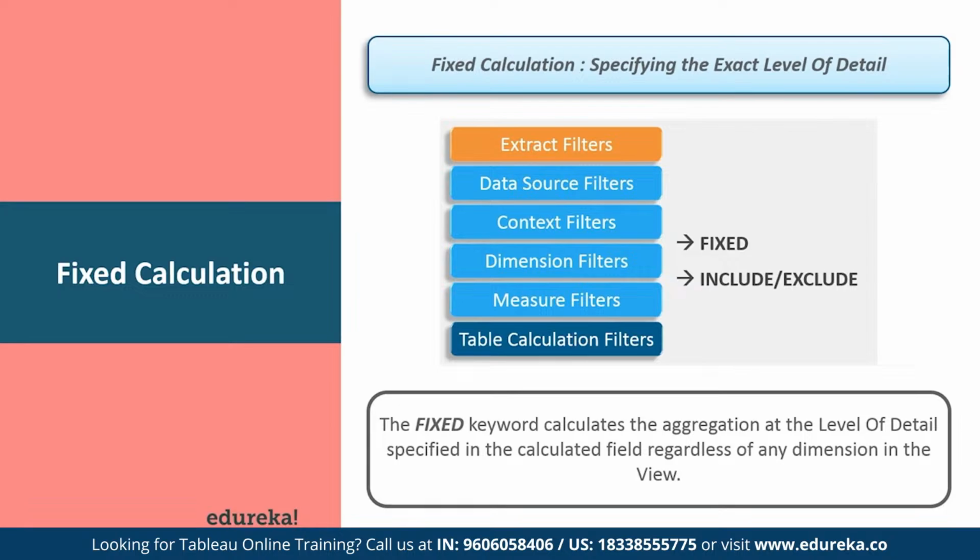If you look at the sequence of filters in Tableau, fixed calculations are applied before dimension filters. So unless you promote the fields on your filter shelf to improve view performance with context filters, they will be ignored. Include and exclude level of detail expressions are considered after dimension filters. So if you want filters to apply to your fixed level of detail expression, but don't want to use context filters, consider rewriting them as include or exclude.